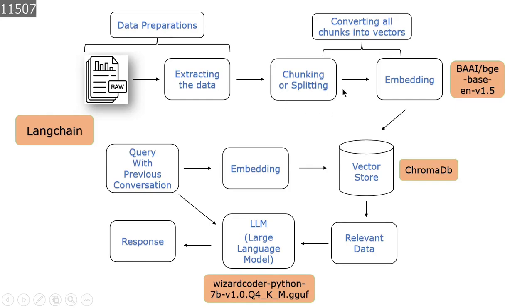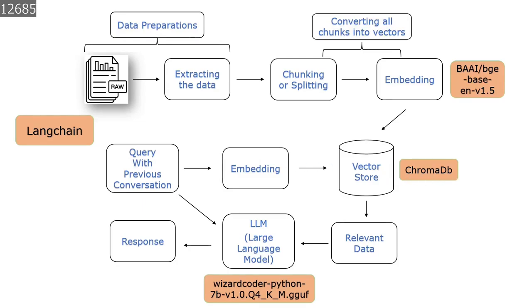So after splitting the data into chunks, we are converting the character data into a vector format using an embedding model. And after that, we are storing those vectors in a vector store. In our case, we are using ChromaDB.